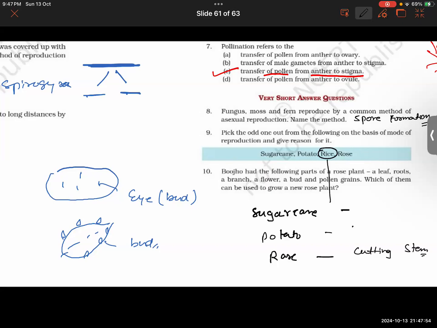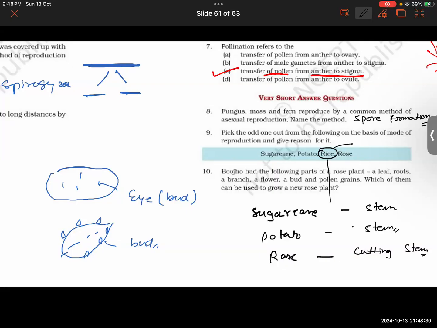Sugarcane also does the same. That is also a stem. You can simply cut the sugarcane stem. If nodes are present, a new sugarcane can be grown from it. Potato is also a modified stem from which a new potato can be grown. But rice can only be grown from the seed. It does not do asexual reproduction. Getting all of you? Yes, sir. Okay, so that is the right answer. Rice is basically not doing asexual reproduction.